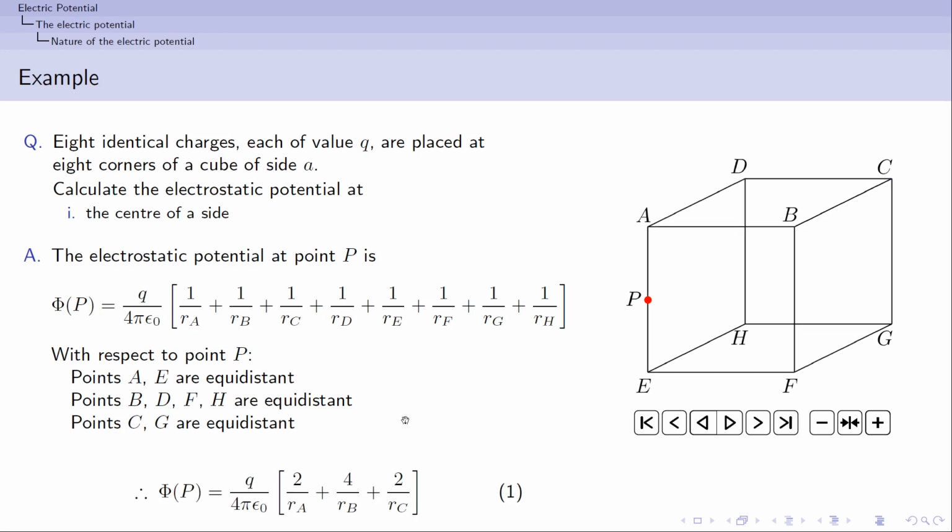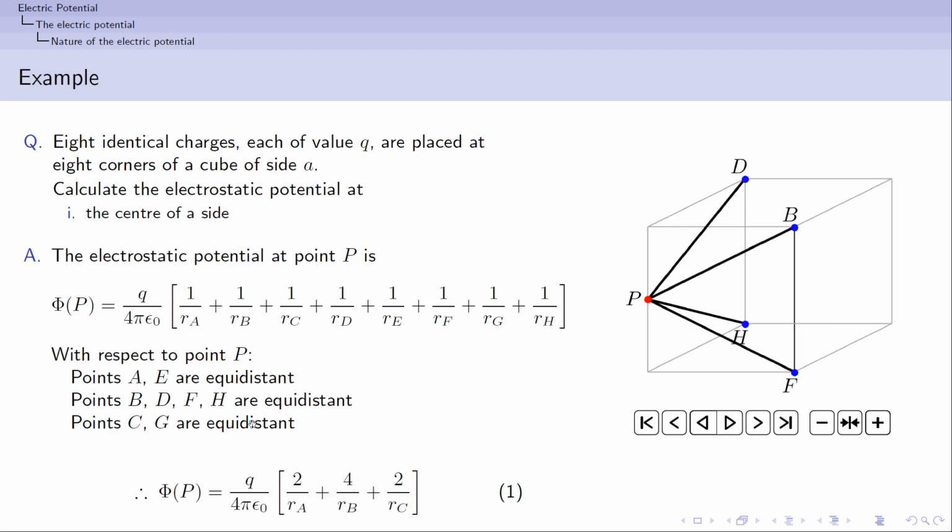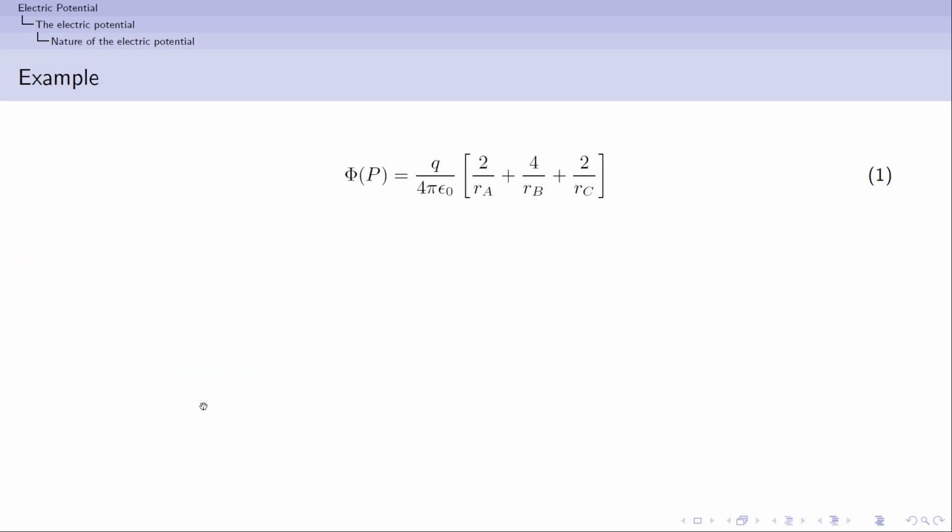So now this long expression gets simplified, because we know that RA is equal to RE. So I can just combine them together and write it as 2 by RA. In a similar way, RB, RD, RF and RH are equal, so I could combine all of them together and write this as 4 by RB. And lastly, RC and RG are equal, so I could combine them together and write it as 2 by RC. So this is the expression that we have.